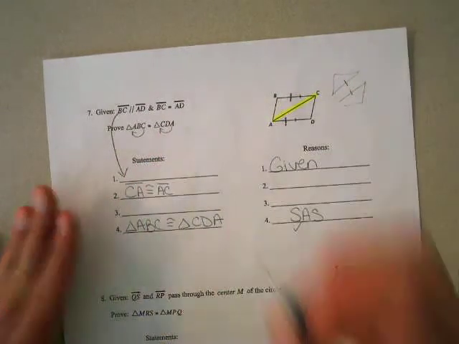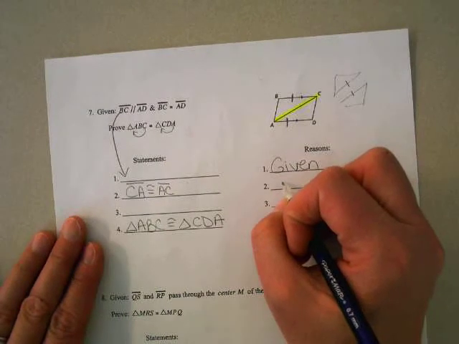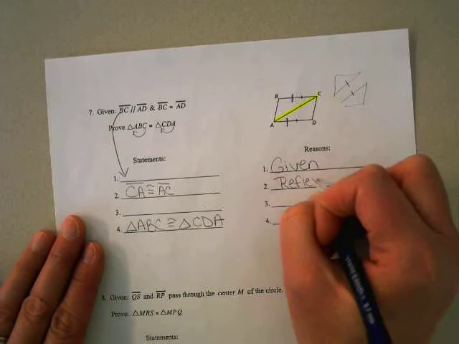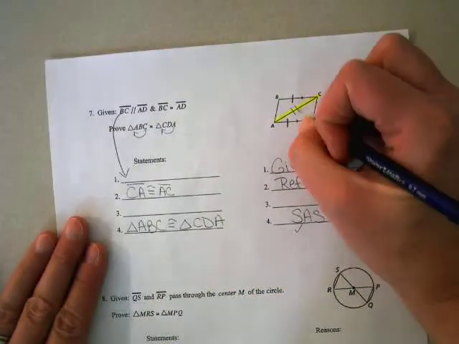I'm not going to mark you down if you put CA, CA. But again, I'm trying to demonstrate the proper way to do it. So, what's my reason? Reflexive. Okay, I've got the two sides.